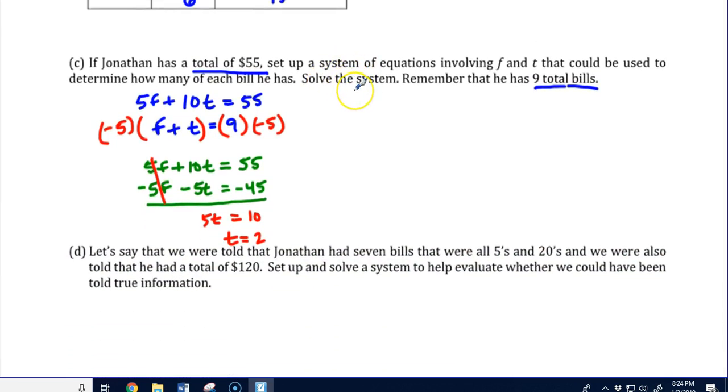So if we have 9 bills, that must mean the 5s were 7, right? Because f plus t equals 9, and I just established that t is 2. This is kind of like doing emoji math, right? Find out what the taco is worth, you can substitute it in. And therefore the f has to be 7. So now we can write a sentence. You should always write a sentence to answer these questions.